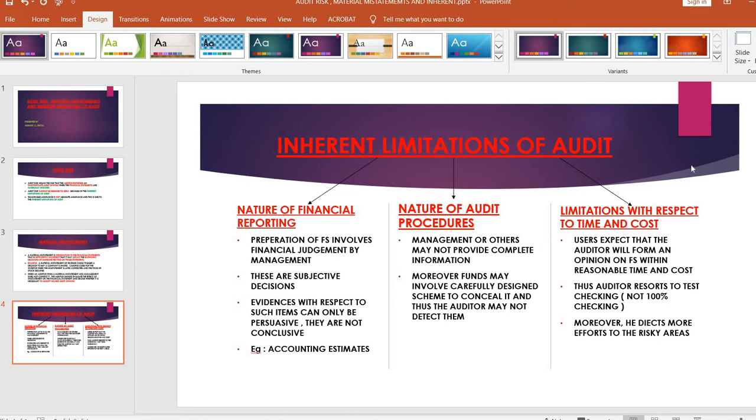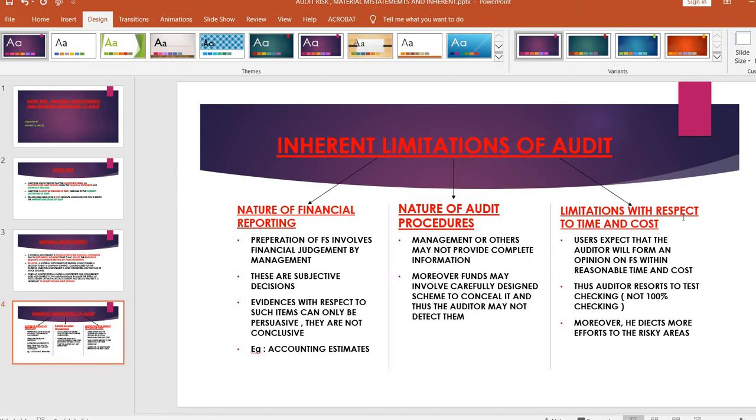Now, limitations with respect to time and cost. The users expect that the auditor will form an opinion on financial statements within reasonable time and cost. As a user of financial statements, say Tata company, you want to invest. What are you expecting? You are expecting that the auditor of Tata will form an opinion as quickly as possible. Based on that opinion, you will decide whether you have to invest or not, right? So the users are eagerly waiting for the auditor's opinion on the company or the client, right?